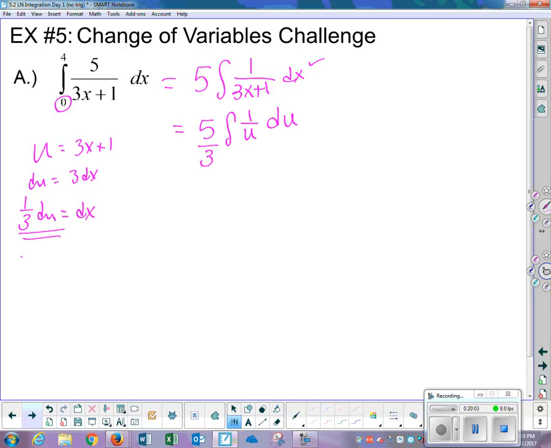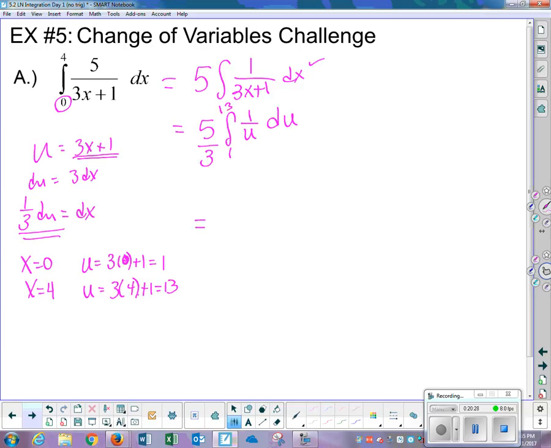When x is 0, remember how to do this? When x is 0, u is, I'm reading right here, u is equal to 3 times 0 plus 1. Well, that is going to be not 3, but 1. So there's a 1 on the bottom. And when x is the upper bound of 4, u becomes 3 times 4 plus 1, giving us 13. And then we could go ahead and integrate.